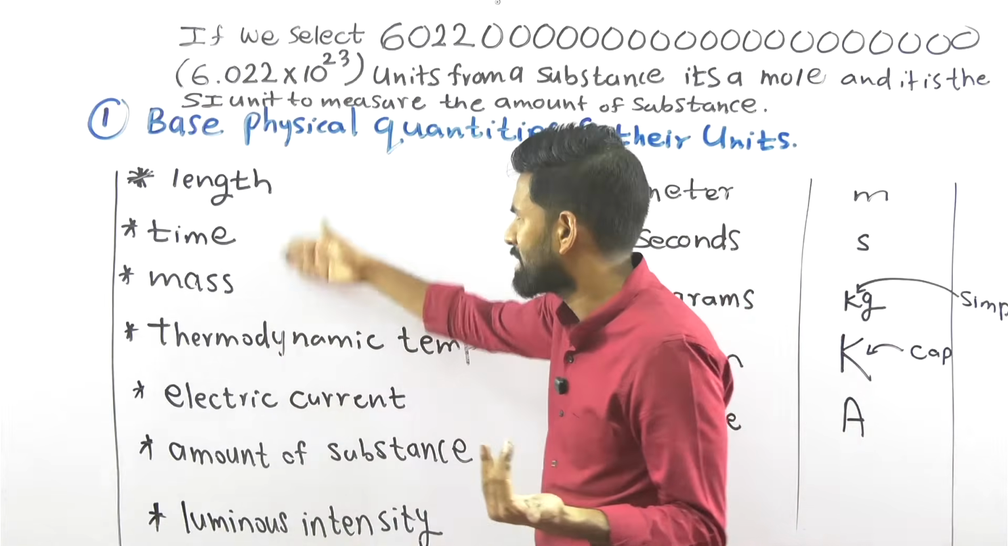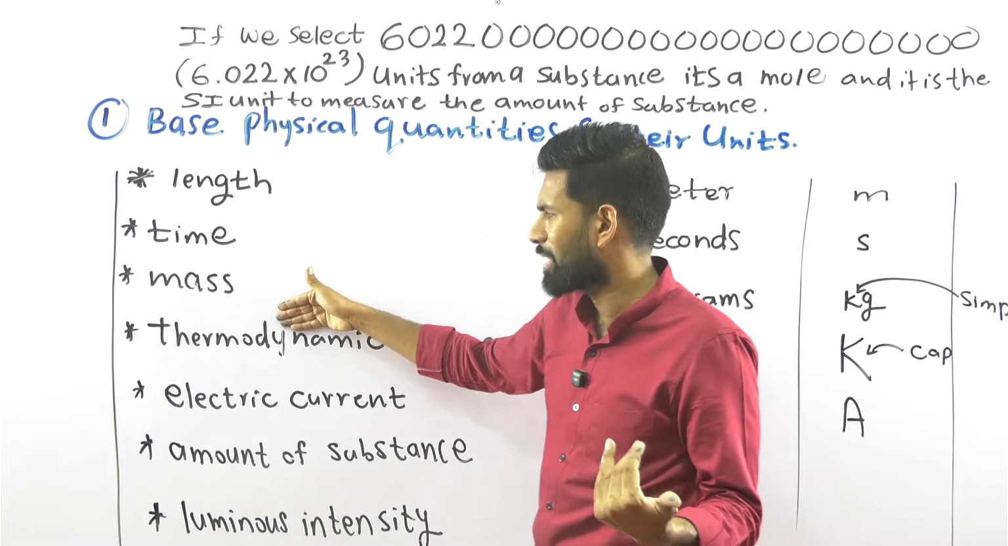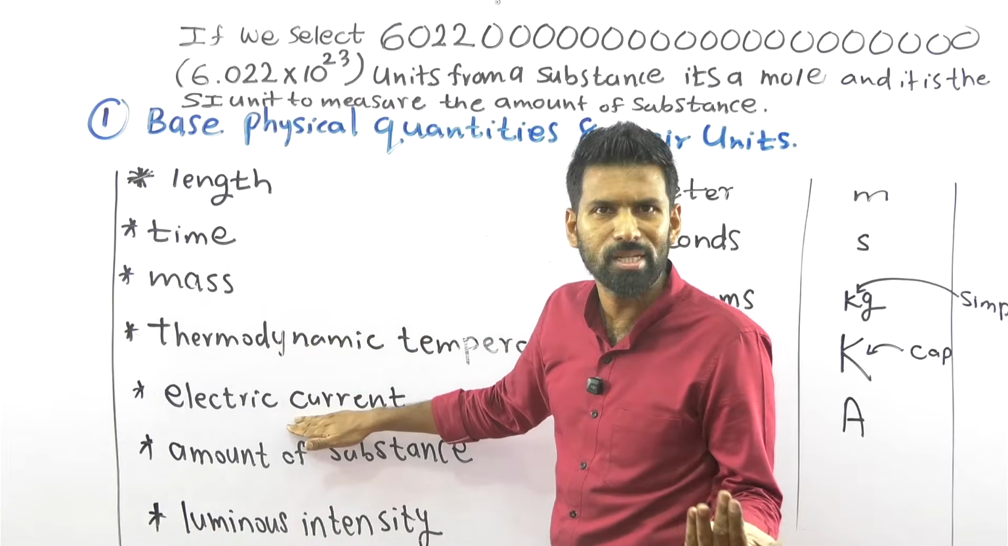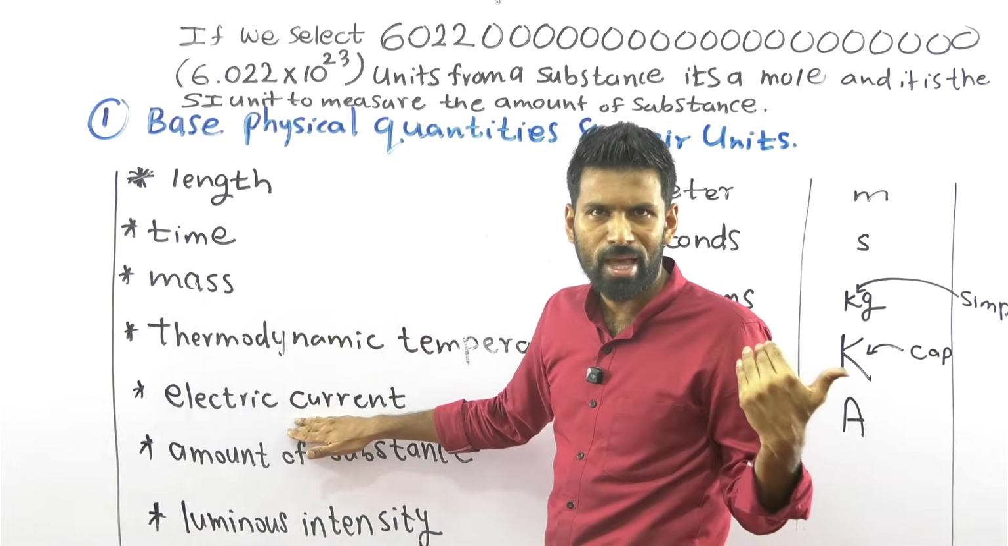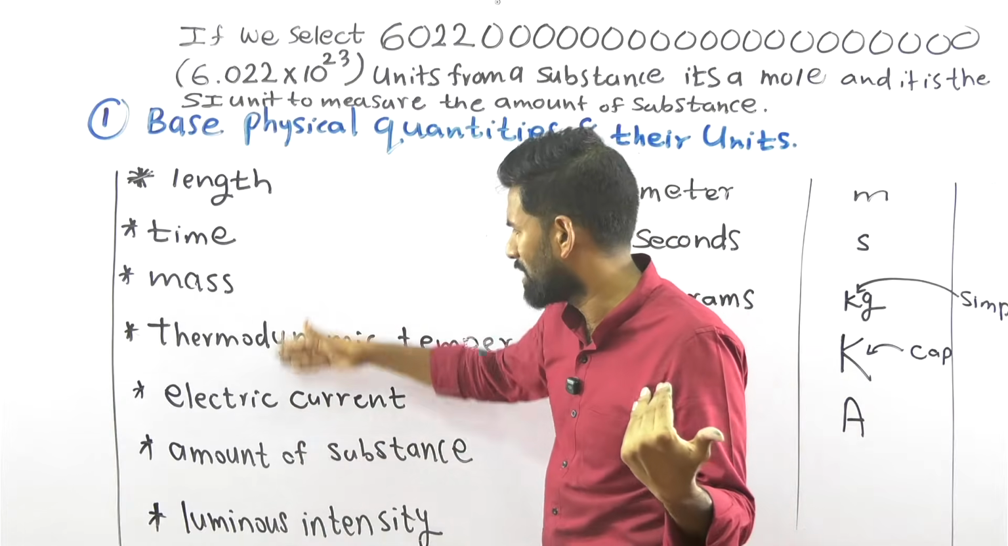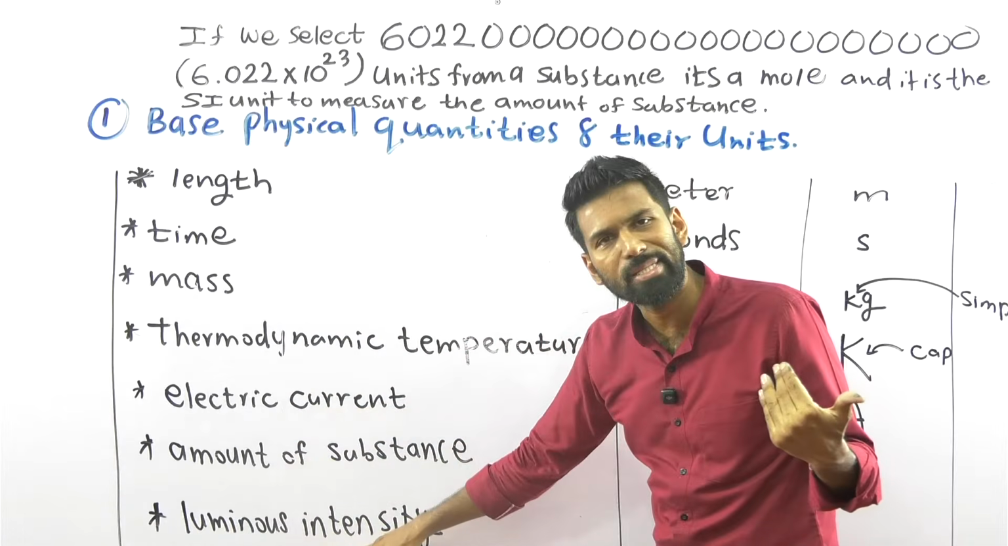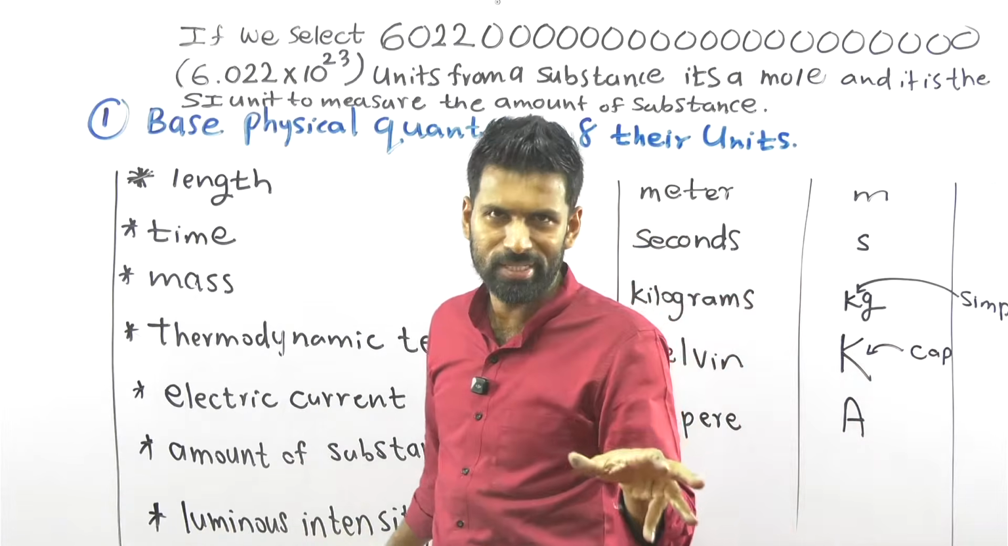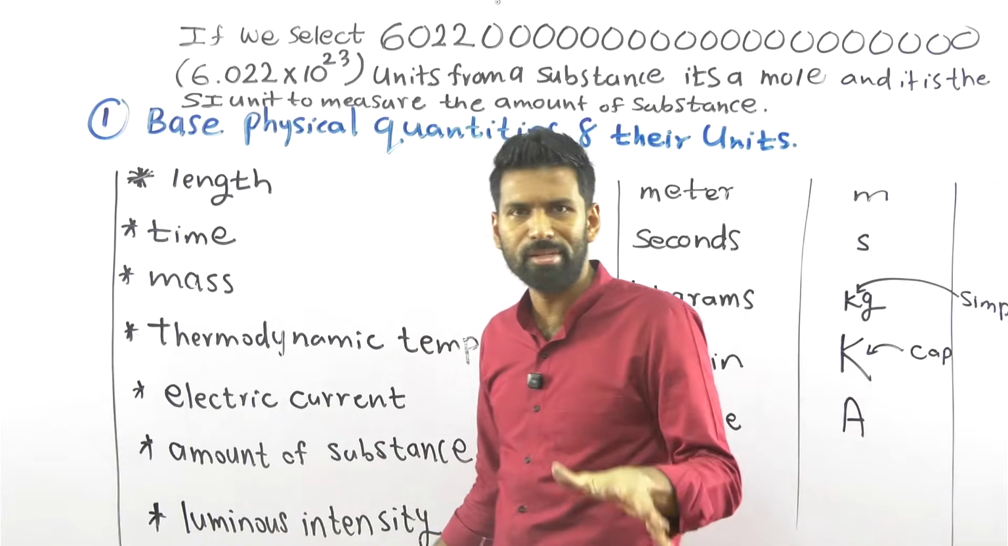You have heard these: length, time, mass, thermodynamic temperature, electric current. You have at least heard them. We'll go to the appropriate lessons. Luminous intensity, just take it as the brightness.